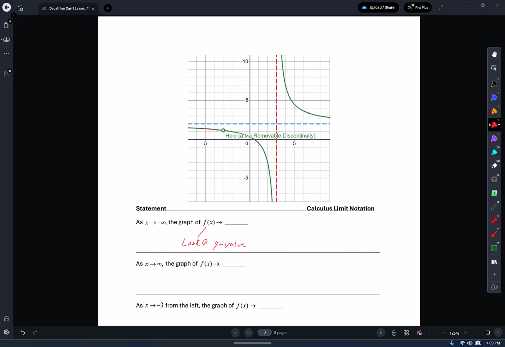So here it is. Look at that green line. As that green line approaches -infinity, what is the y value that I'm approaching? I'm approaching the y value of that blue line. What's the y value of the blue line? 2. So I'm approaching 2, guys. So put 2. How do I write this as a limit? Limit as x approaches -infinity of this function equals 2.